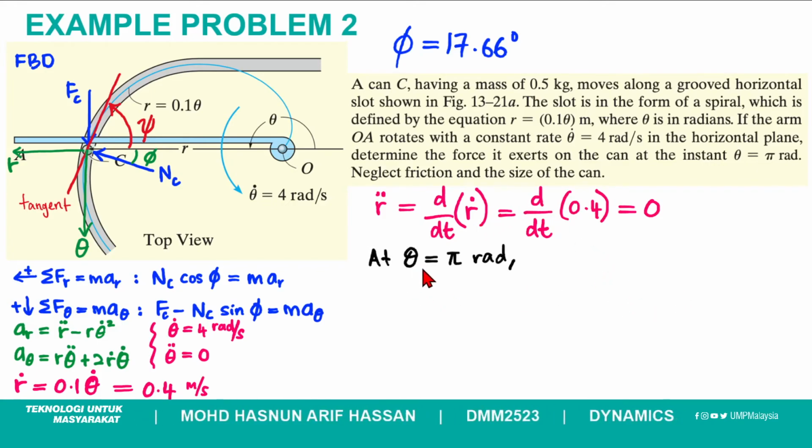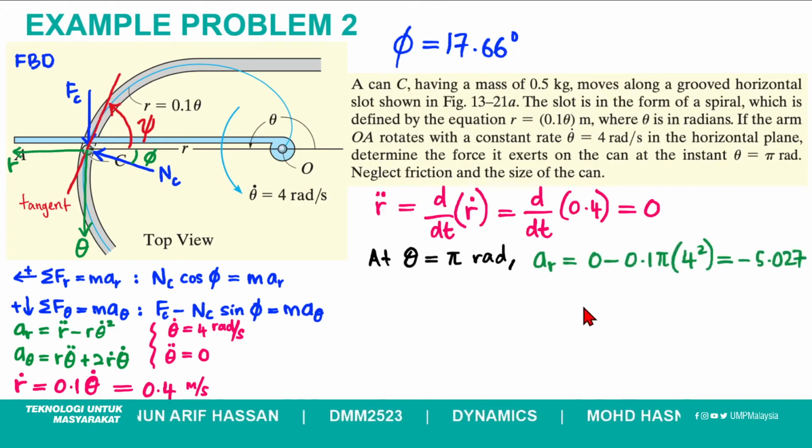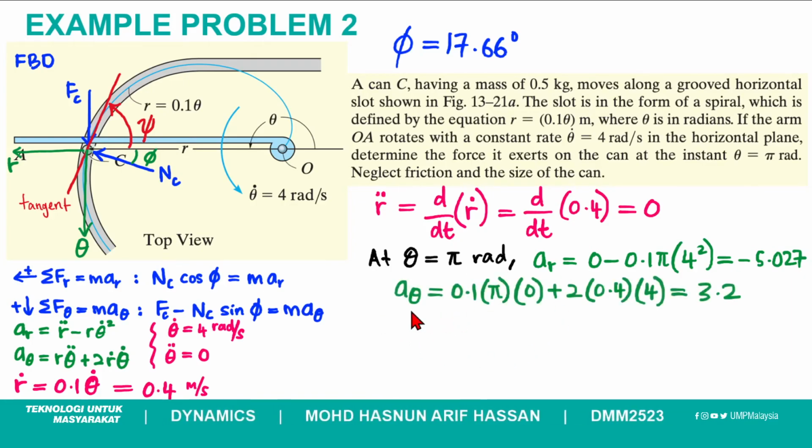Okay, so at theta equals to pi rad, we have AR, kita substitute all the values. R double dot is 0 minus R is 0.1 times theta, here kita ganti dengan pi lah, 0.1 pi, times theta dot 4 square. So kita dapat minus 5.027, okay, for AR. A theta kita gantikan juga dalam equation ini. So we get in the end 3.2 untuk A theta.